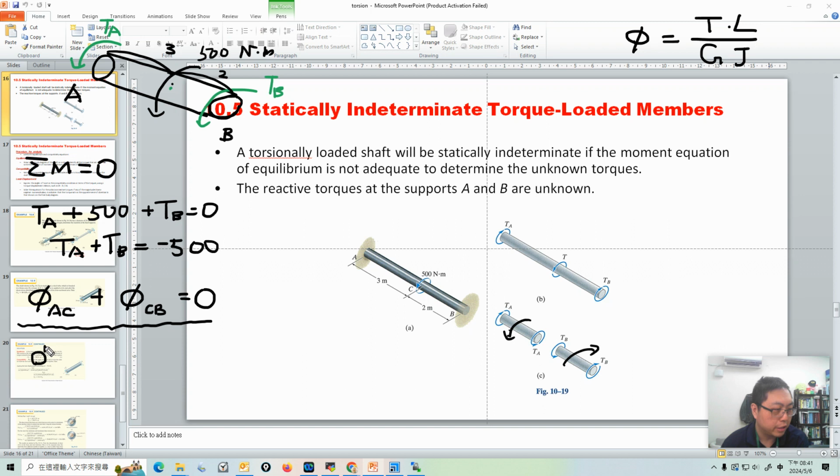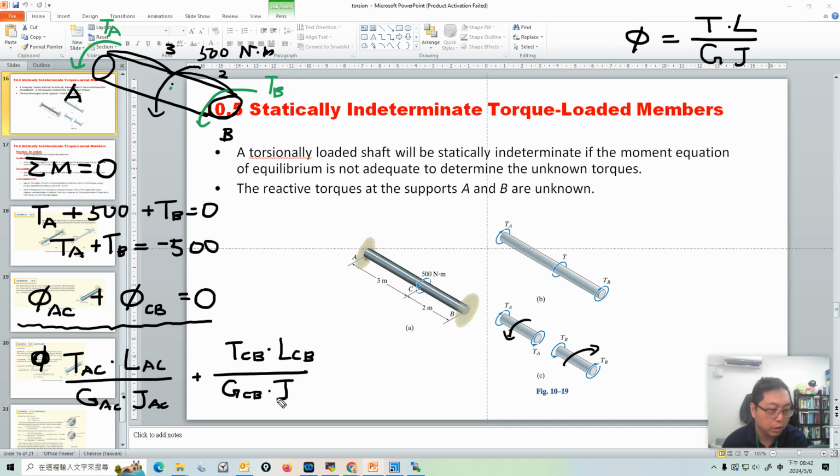So for 5AC, the angle of twist in the AC section requires the torque in the AC section, the length of the AC section, the shear modulus, and the polar moment of inertia for the AC section. Plus we need the torque on the CB section, the length of CB, the shear modulus of CB, times the polar moment of area of the CB section. And this is on the same bar.